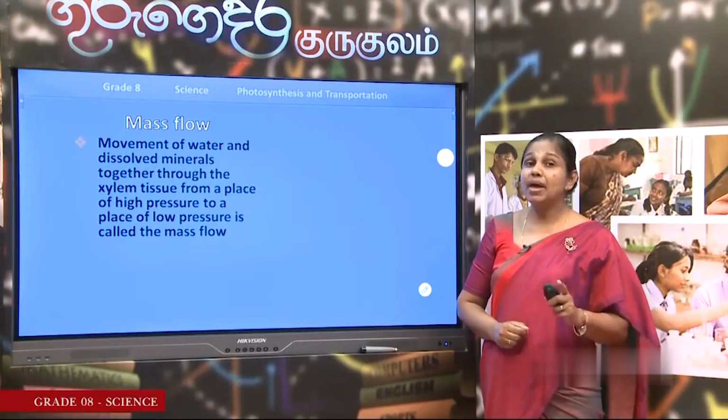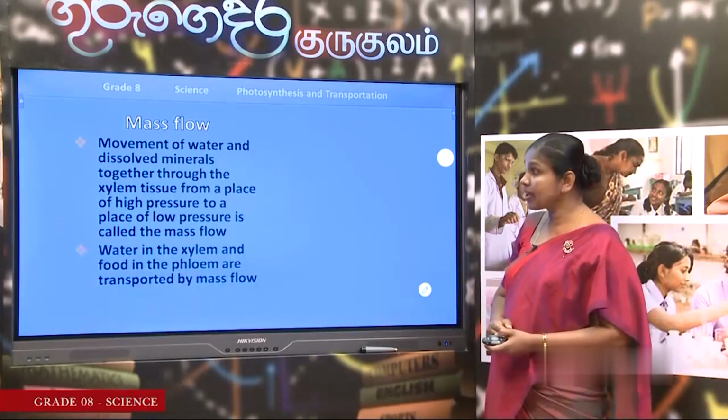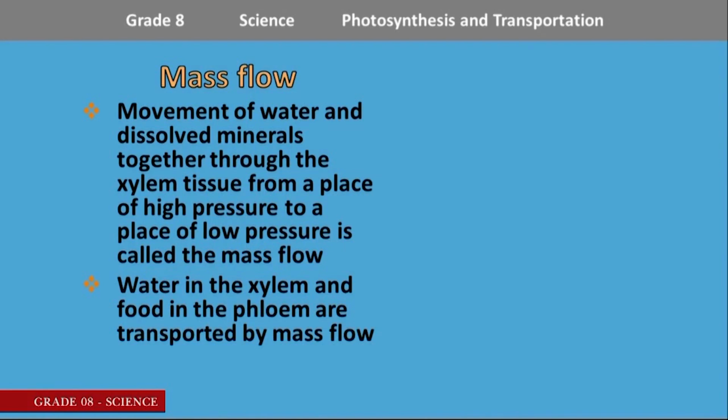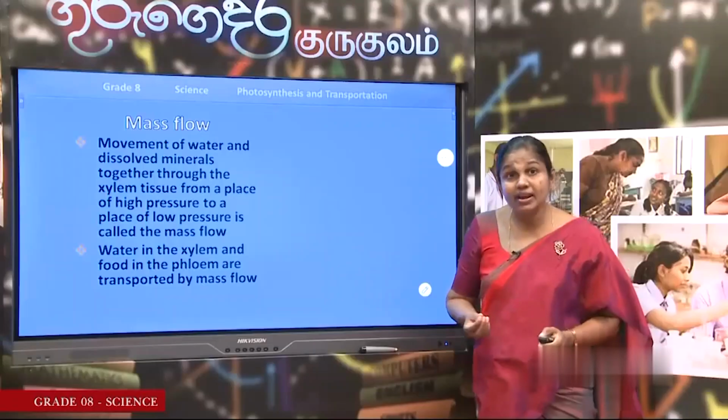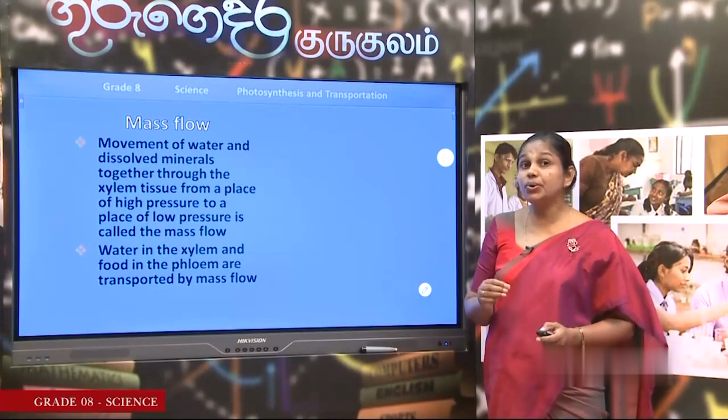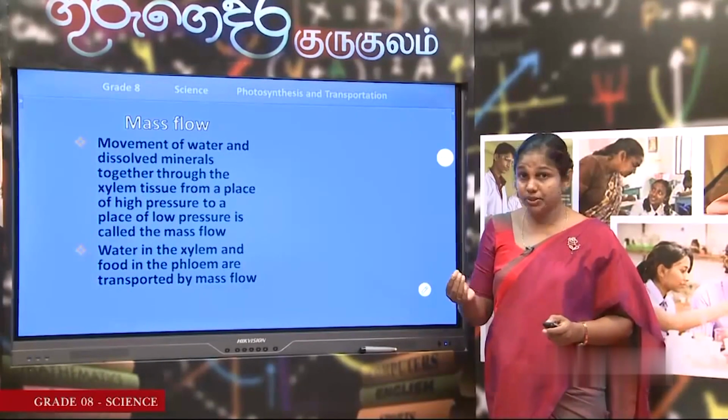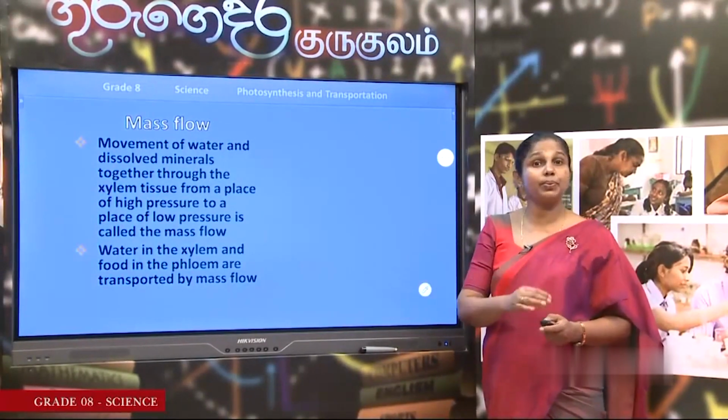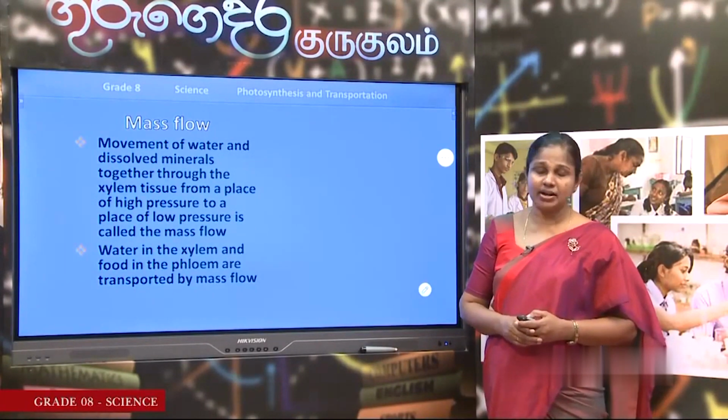the process mass flow. And also, children, the food produced in leaves, I told you during the lesson photosynthesis that food is converted to starch and stored. But after few minutes, that starch again converts into a compound called sucrose, and as a solution of sucrose, that food is transported to the other parts of the plant. It is done by the phloem tissue. So, food transportation and the water transportation in the xylem tissue takes place by this method, mass flow.